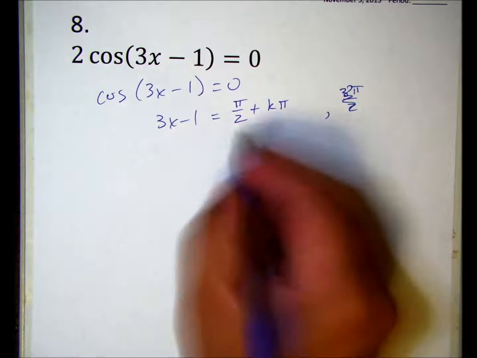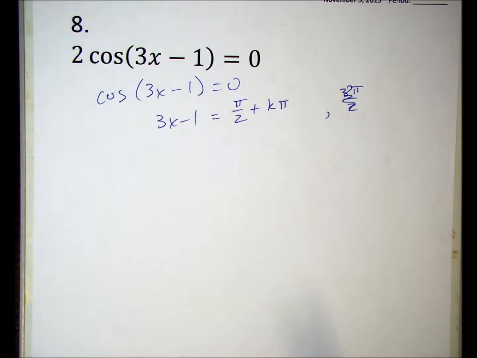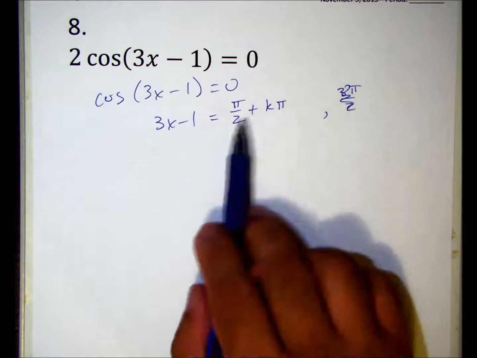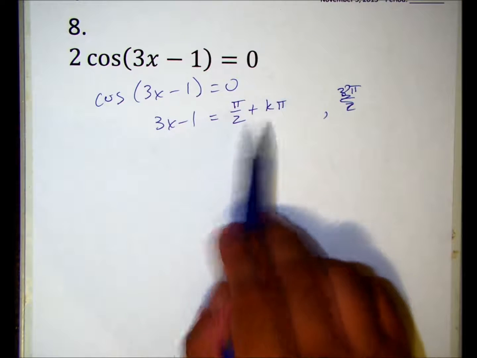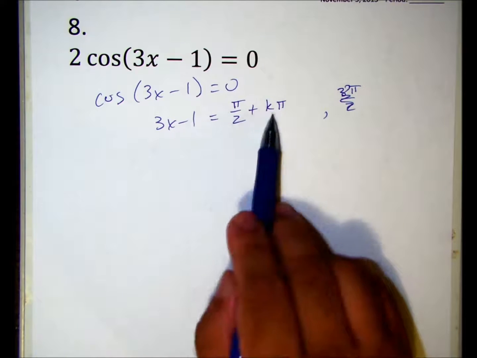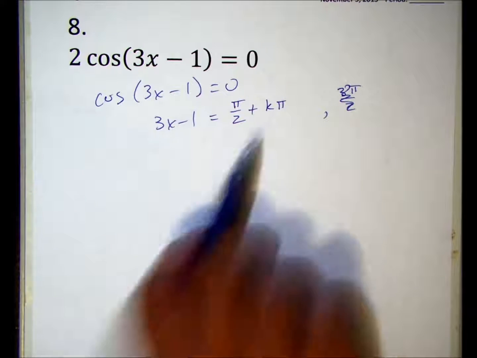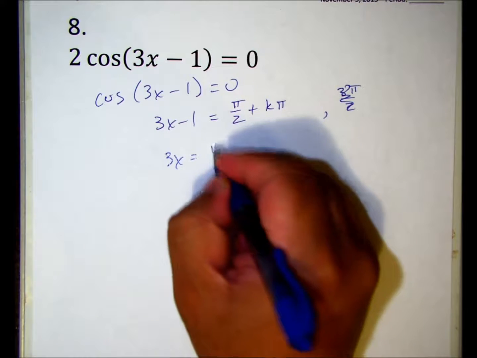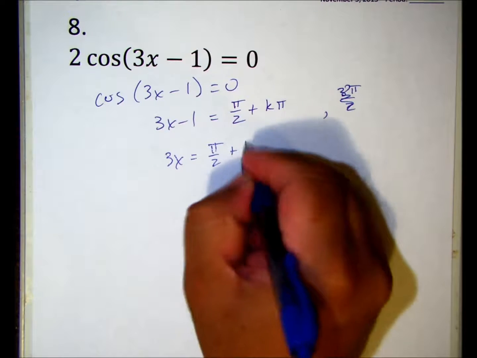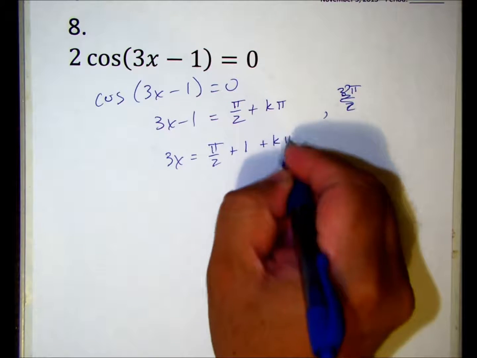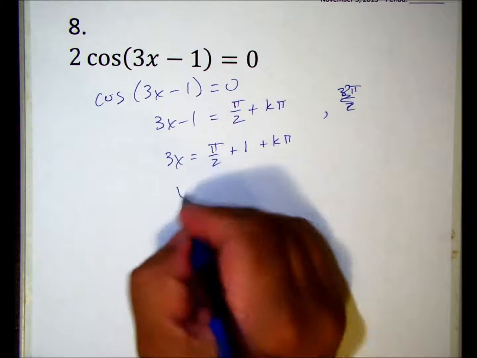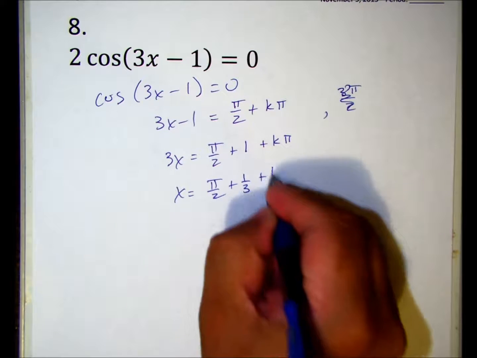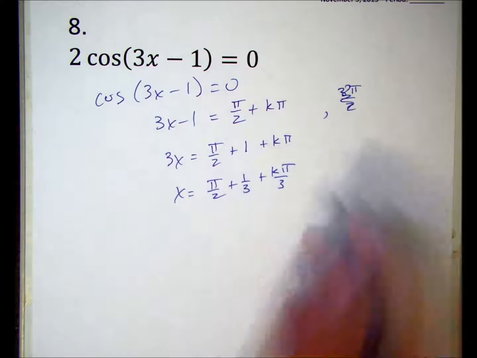Alright, so go ahead and solve this for x. If you're wondering why I abandoned that one, the difference between pi over 2 and 3 pi over 2 is pi already. So instead of putting 2k pi, I'm just going to put k pi. Alright, so I'm going to solve this for x. So that's going to give me 3x equals, yes, this gets really ugly because I have this random 1 here, because I moved the negative 1 over. Now I want to divide by 3, giving me pi over 2 plus 1/3 plus k pi over 3.